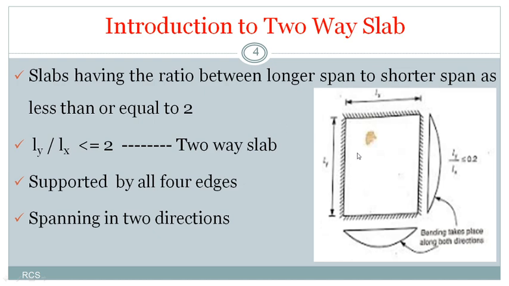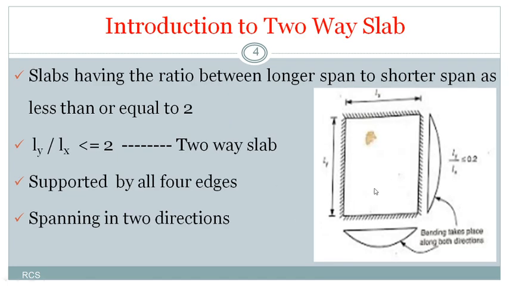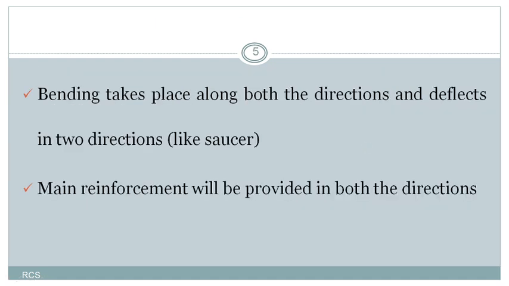And for this particular slab, the bending moment occurs in both directions. Say the bending moment takes place in this shorter direction and this longer direction also. The shape of the bending moment will be like this. Finally, the slab will take a saucer shape. So the bending will be like that, and the main reinforcement will be provided in both directions.